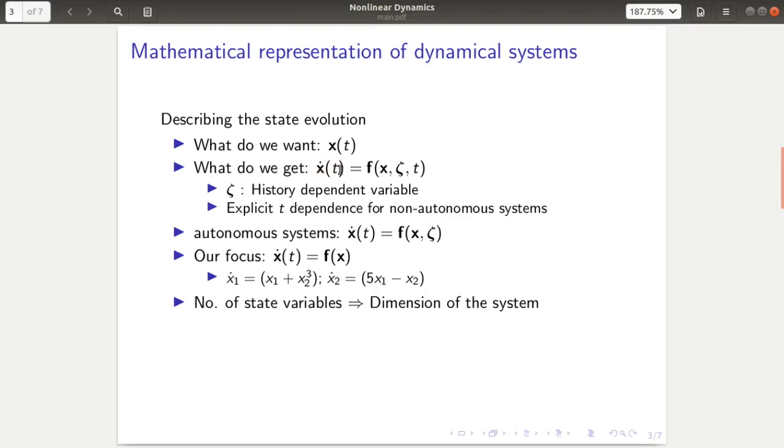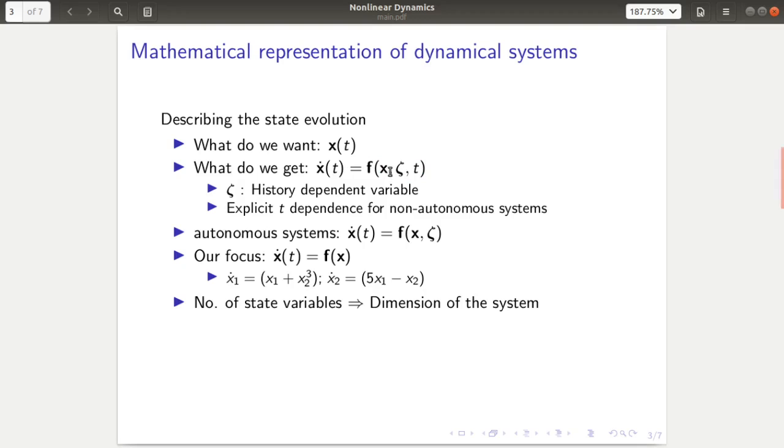Okay, and that x dot does not have to be constant; that change could also vary with respect to time. And what does it depend on? It depends on these variables. The first is x, which means it depends on the current state variable. The change of the state variable depends on the current state variable.